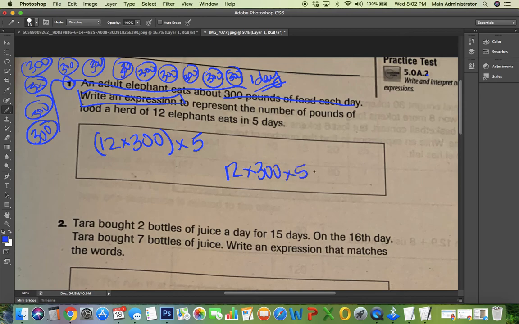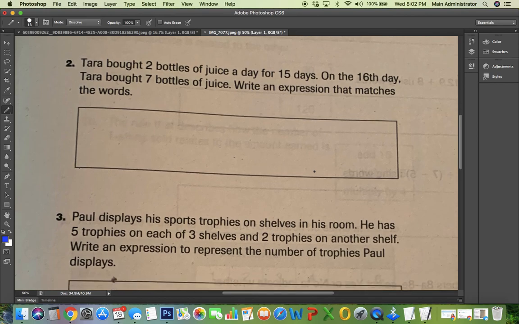All right, let's take a look at number 2. Tara bought 2 bottles of juice a day for 15 days. On the 16th day, she bought 7 bottles of juice. Write an expression that matches the words.